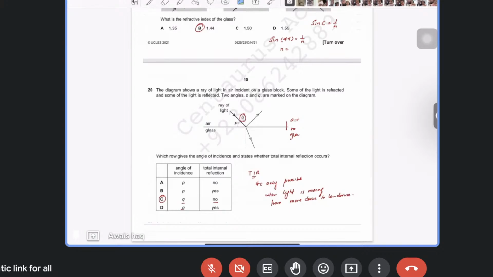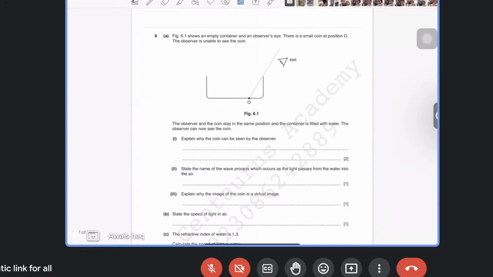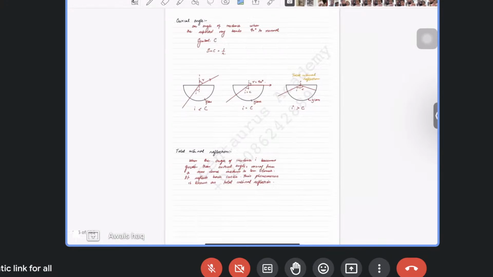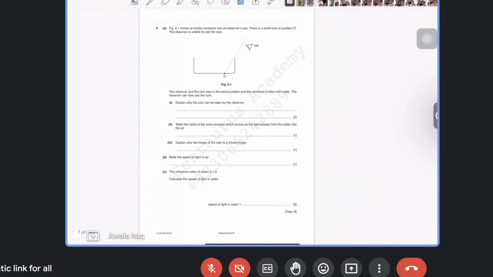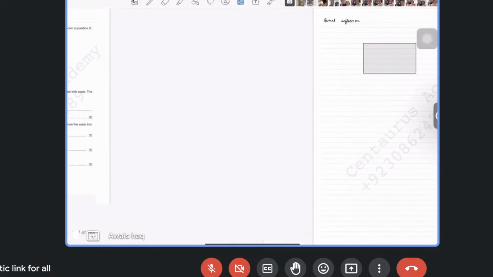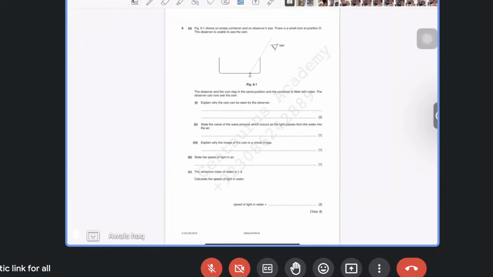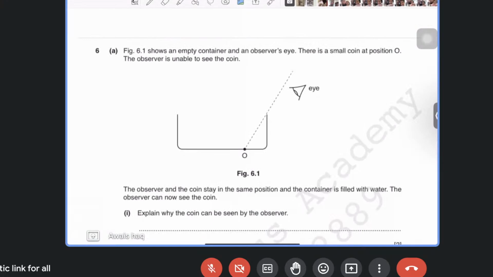All right. So today we are moving towards... I think we did critical angle, we did total internal reflection, and now we are going to go for this question. Now, in this question, it says that figure 6.1 shows an empty container and an observer's eye. There is a small coin at position O. The observer is unable to see the coin.